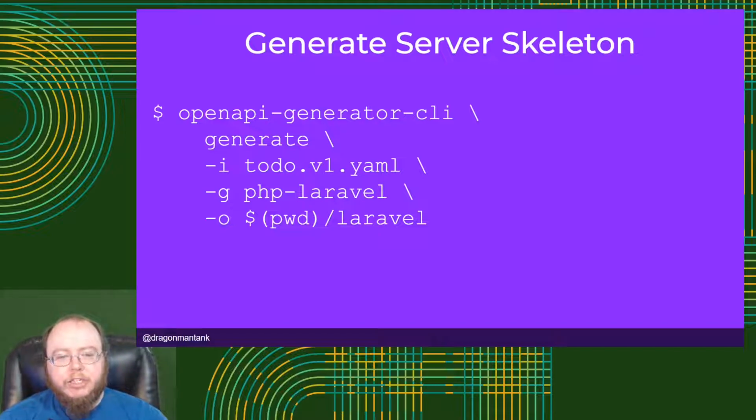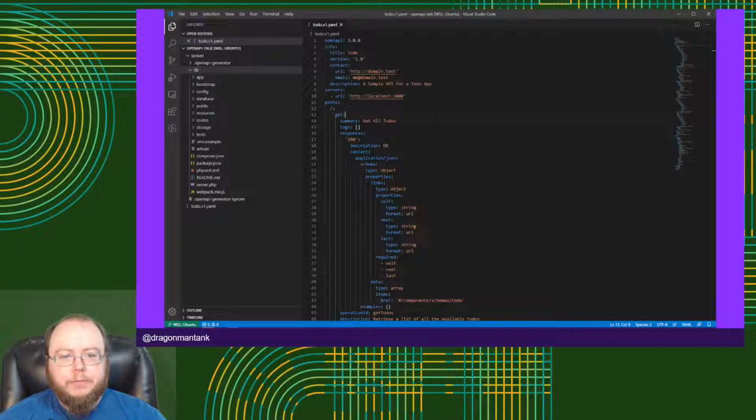The skeleton generator takes an input of whatever the YAML file is. This is the todo.v1.yaml, which I built using Stoplight Studio. We're going to give it a generator, which is php-laravel, and an output directory. I'm just going to throw this in a directory called Laravel. Once I run this, it'll actually generate a bunch of code for us.